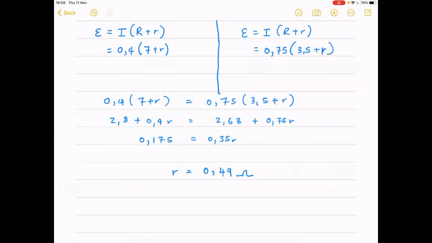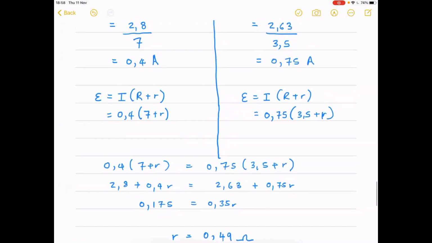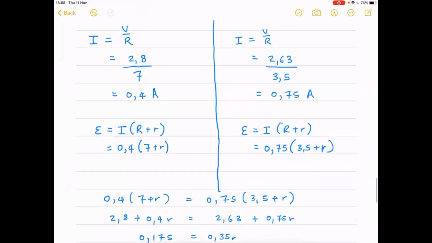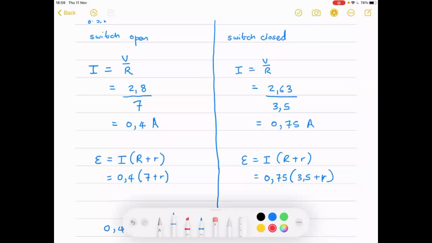Okay, so I'm going to try and bring the screen down a bit. But what's important here is that you understand how to solve this type of problem when they've given you this information. And then it's important that you put the correct values in here for the resistance. See, in that case, it's 7, and here it's 3.5.